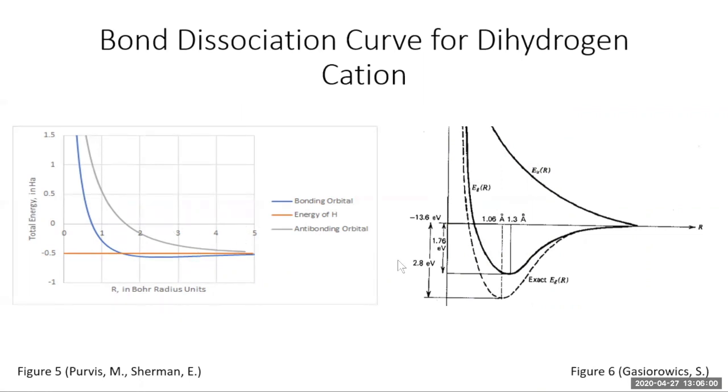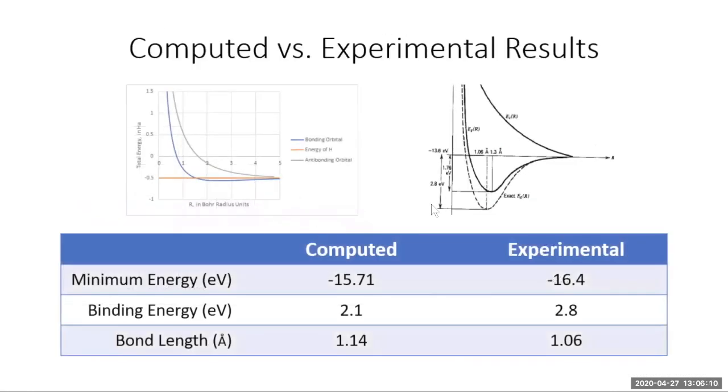On the right, you'll see another researcher's bond dissociation curve. The dashed line represents the experimentally determined curve, and the solid line represents their computed curve. So let's see how our results compare to the experimental values. Here, the negative 15.71 electron volts is very close to the negative 16.4 electron volts of their experimental minimum energy. The binding energy is also relatively similar, 2.1 versus 2.8 electron volts, and the bond length of 1.14 angstroms compared to the experimental value of 1.06 angstroms is only about a 7.5% error.